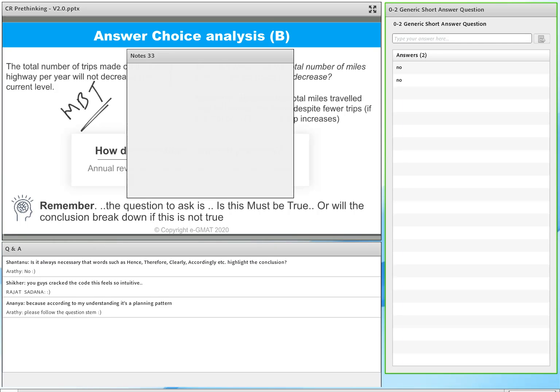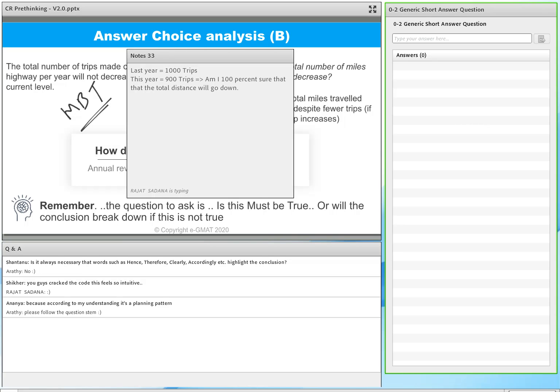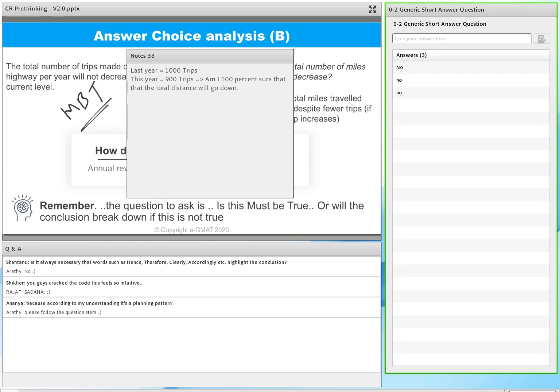So let's say last year, 1,000 trips were taken. This year, because of the toll increase, we do 900 trips. Then am I 100% sure that the total distance will go down? Yes, no? No, I'm not 100% certain that the total distance will go down. Why? What can make up for reduced number of trips? Longer trips, yes.